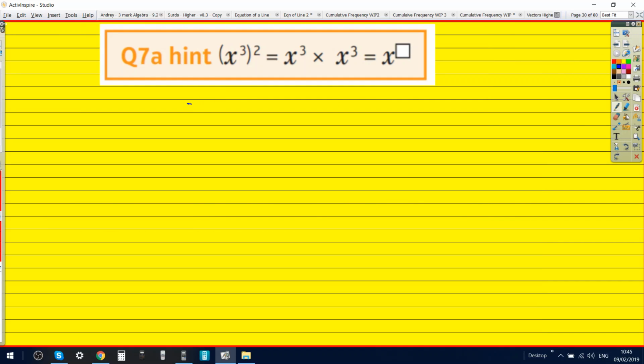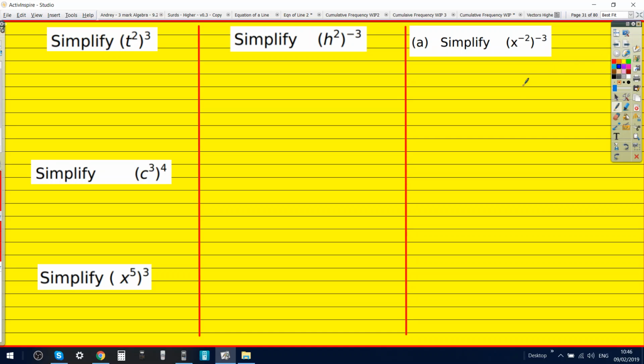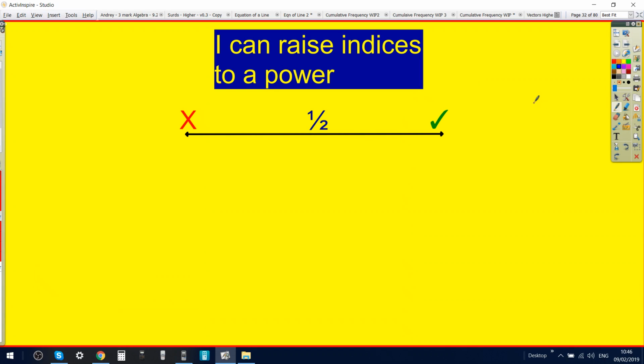This one? Would it be x to the power of 6? Yeah. Okay. Let's say bottom left. Would it be x to the power of 15? Top middle. H to the power of minus 6? And top right. X to the power of 6. Well done. I can raise indices to a power. Tick.